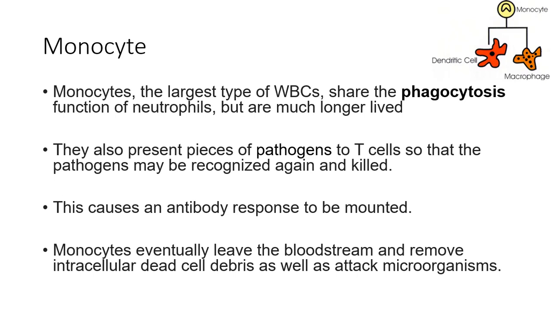So, in terms of size, monocytes are the largest immune cell, and just like the neutrophil, they are a phagocyte, but they have a much longer lifespan than the neutrophil. Monocytes are also antigen presenting cells, so they're quite useful. They are a phagocyte and they're an antigen presenting cell. So they will present pieces of engulfed pathogens to T cells, and this generates an antibody response.